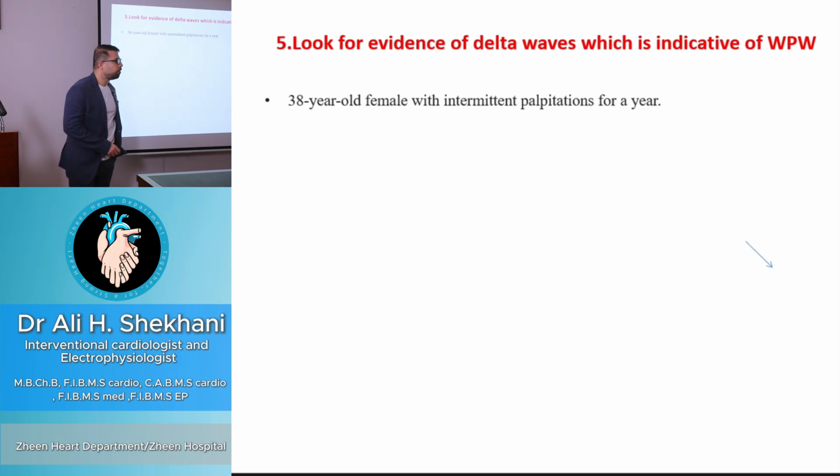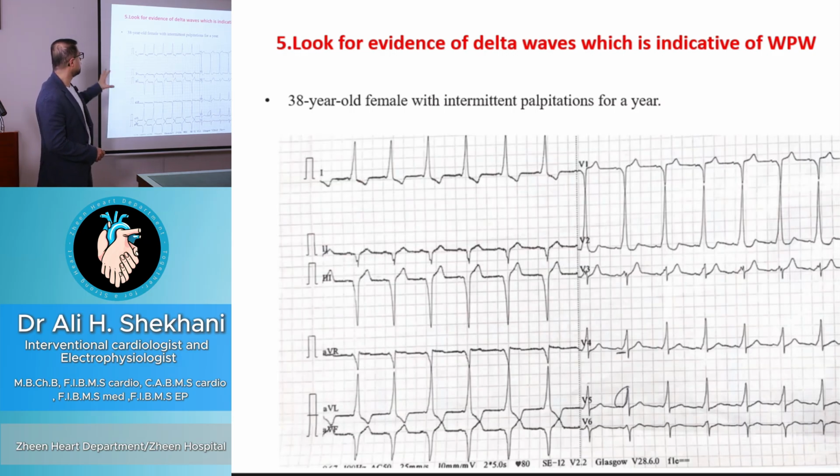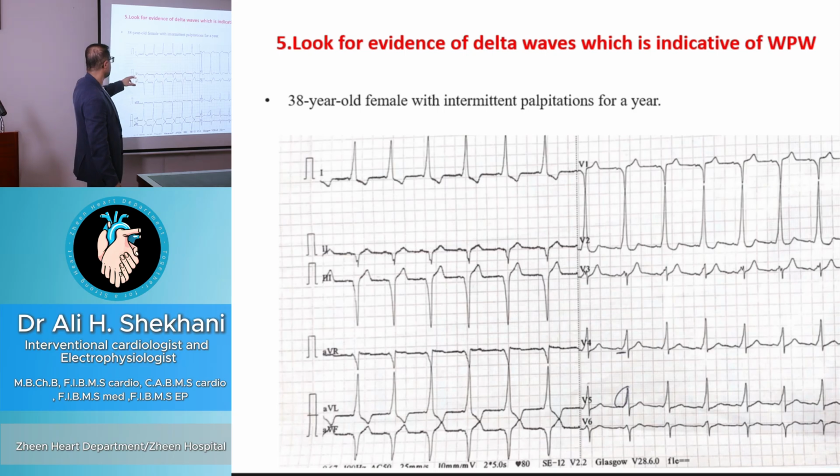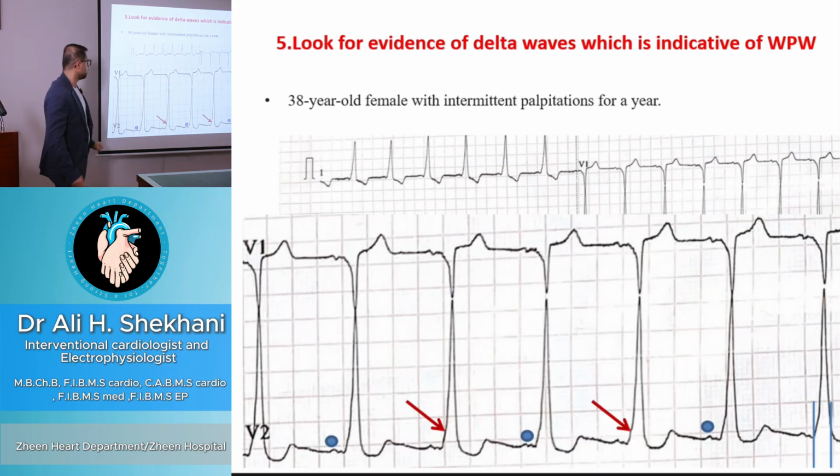And look for evidence of any delta wave. This is the ECG taken from a 38-year-old with intermittent palpitation. If you look at this ECG, there is a slurred upstroke of the QRS. This is what we call delta wave. If we magnify this area, this is a delta wave.